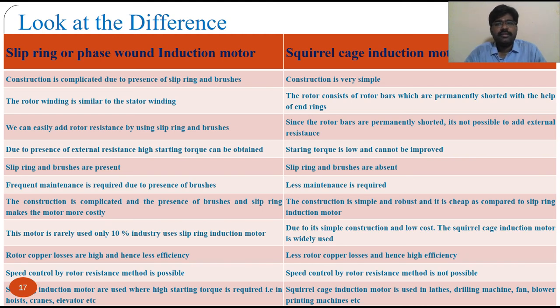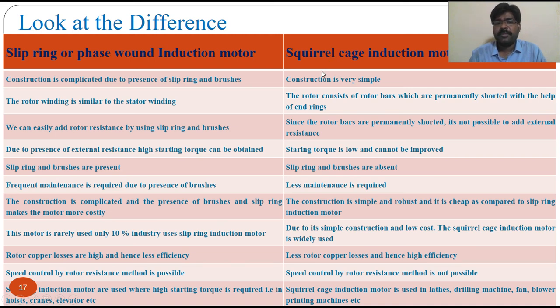Then let us see the comparison between the slip ring induction motor and the squirrel cage induction motor. What similarities are there between them, and what differences are there? Let us compare the two. In the slip ring induction motor, as I already told you, construction is very complicated due to the presence of slip rings and brushes, because we use so many parts. But for the squirrel cage, construction is very simple.